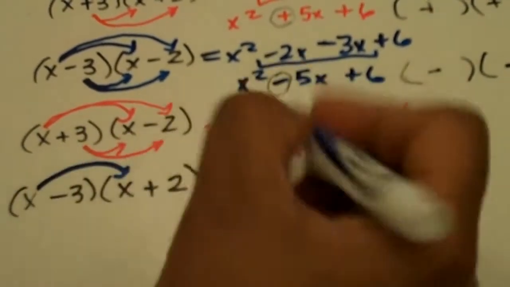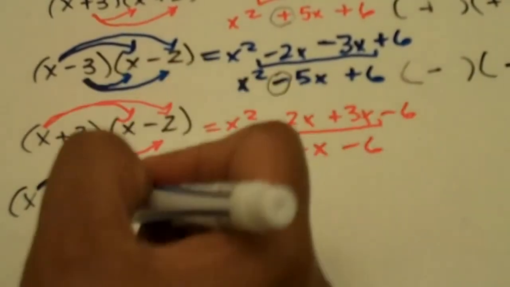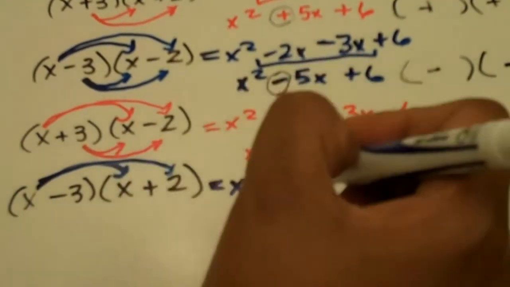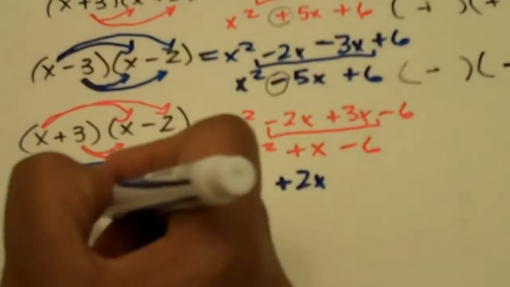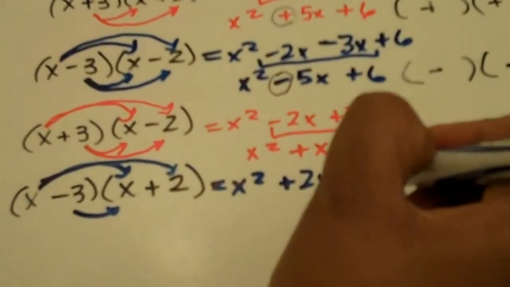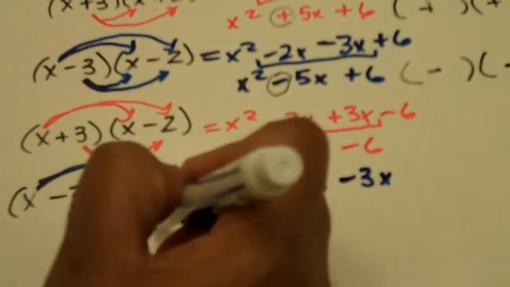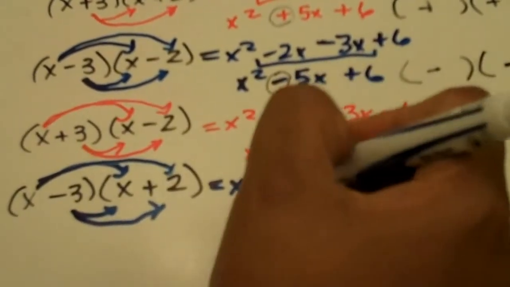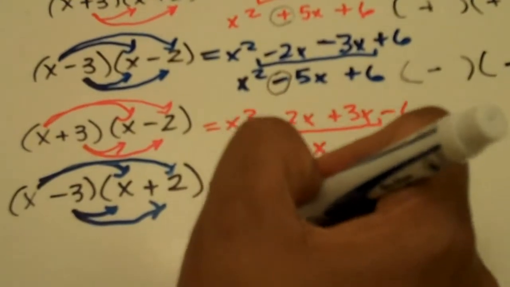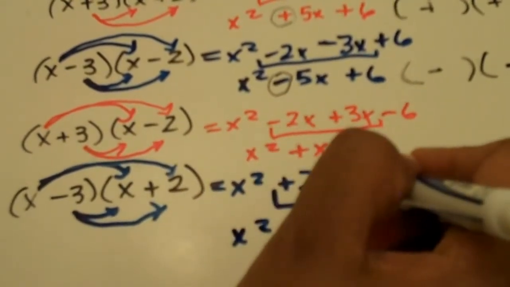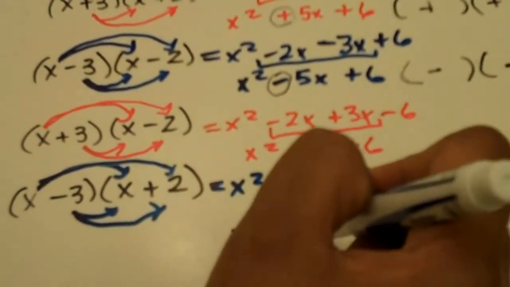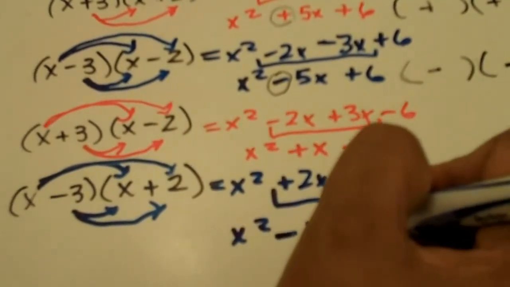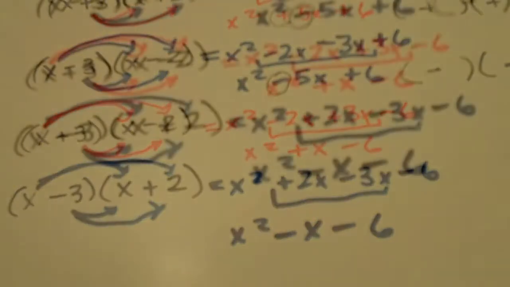And now let's multiply the other one. We have x squared plus 2x minus 3x minus 6. And again, we combine the middle terms, so we get x squared, positive 2 and a negative 3 make a negative 1, or just a negative x minus 6.